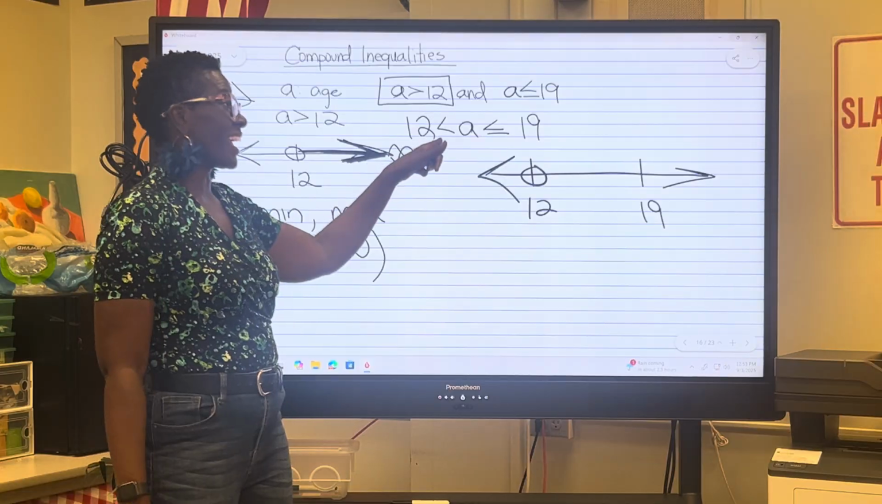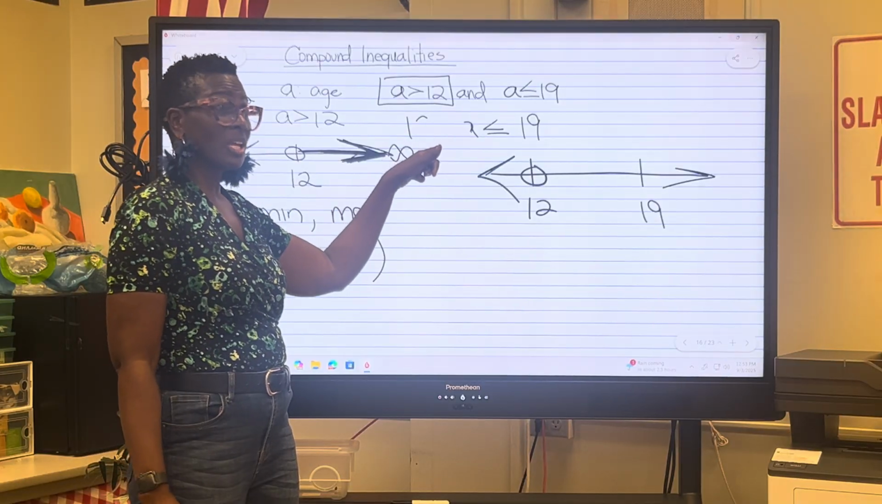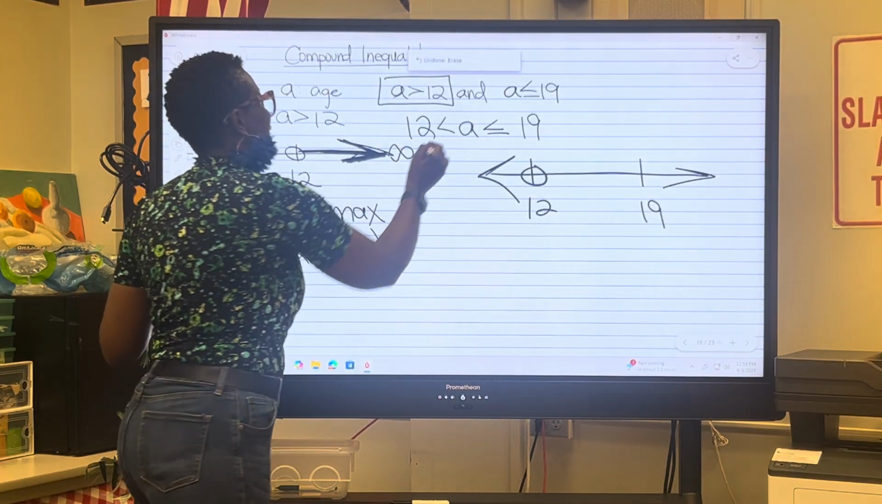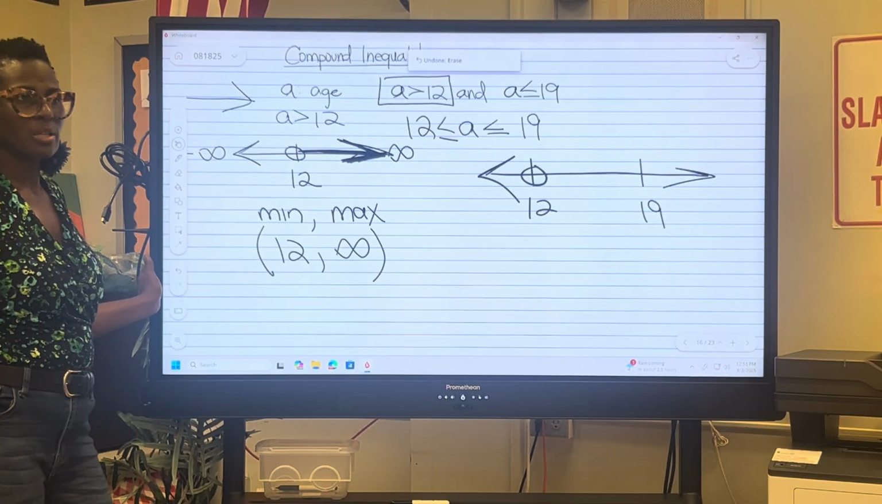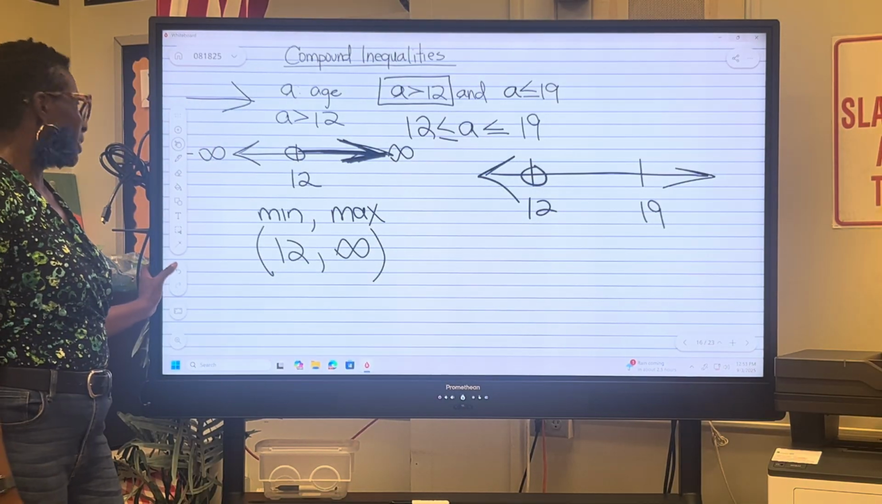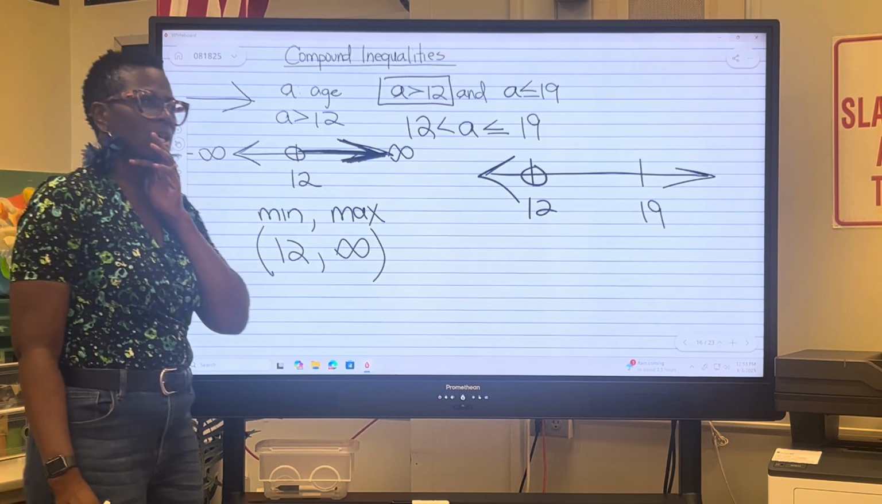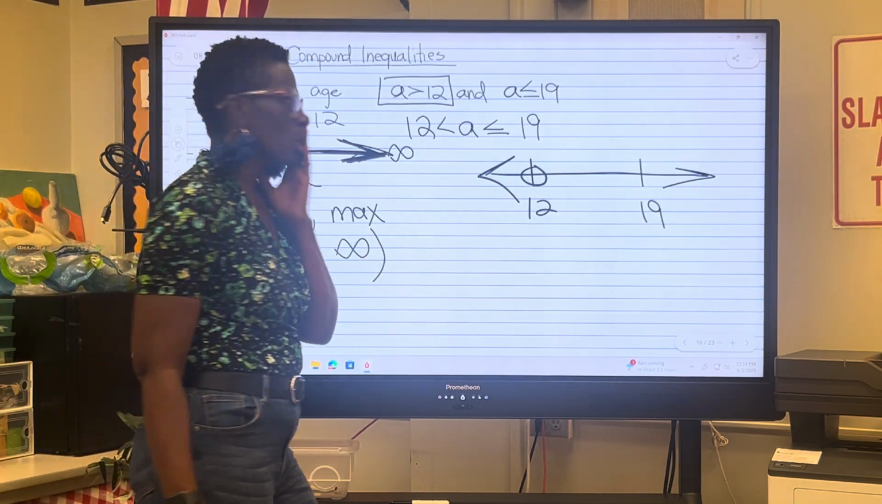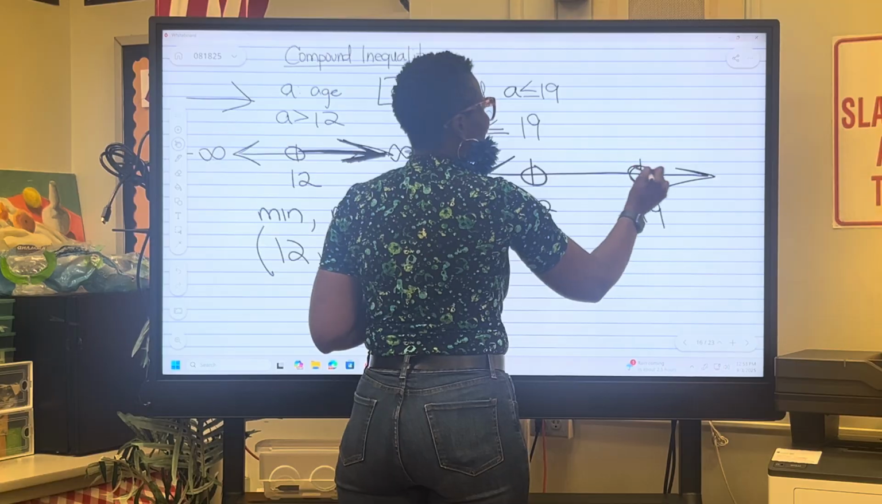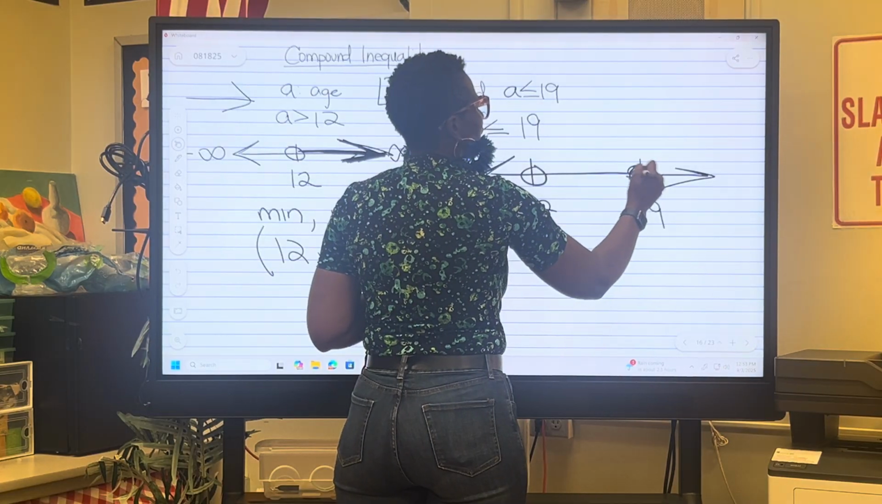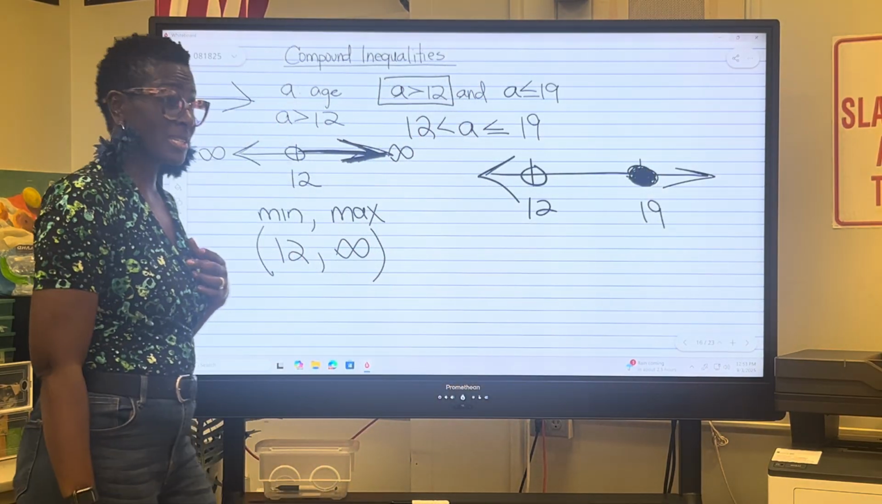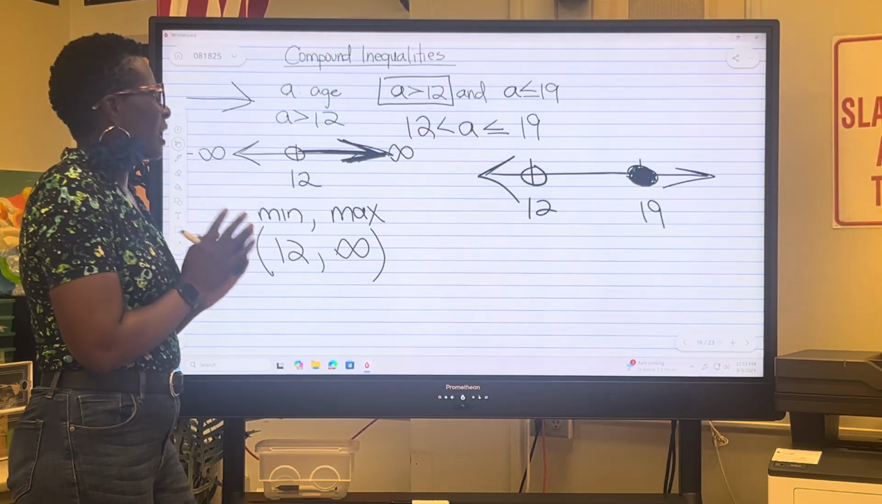Because it's excluded. Is the 12 included as a possibility? If we would have seen this, then it would have been a closed circle. But we don't see that. So that's not a closed circle. Are y'all with me? What about 19? Open circle or closed circle? Closed circle. Because 19 is included. Everybody follow? Yes? Now let's talk about what this is saying.